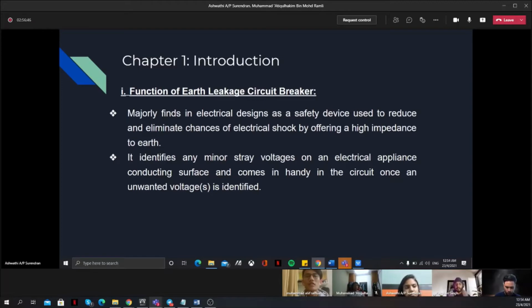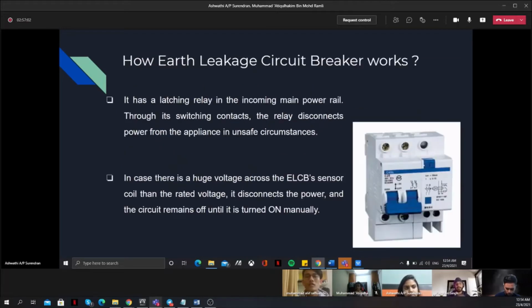It identifies any minor stray voltages on electrical appliances, like I mentioned, a laptop, the phone, or even the TV, and conducts the surface, and it comes in handy in the circuit once an unwanted voltage is identified. Now, how does the earth leakage circuit breaker work? It works very simply. It has a latching relay in the incoming main power rail. If you look at the diagram here, it's like a switch, where you can turn on and turn off. Through its switching contact, the relay disconnects power from the appliances in unsafe circumstances.